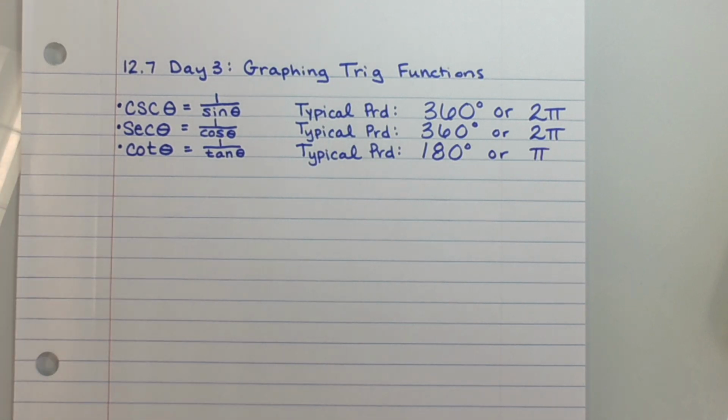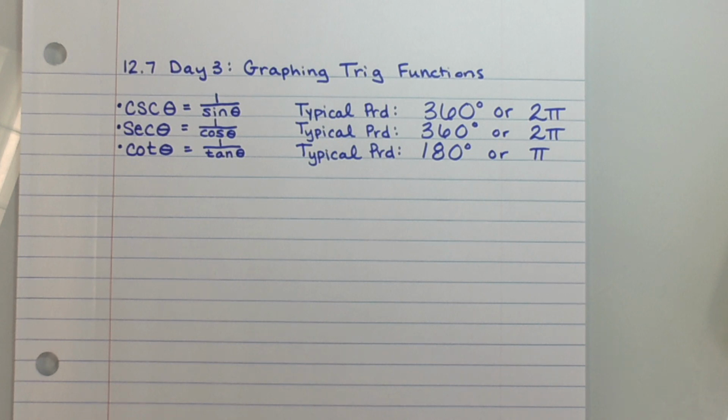And so far, we've really only graphed in degrees because we haven't needed to switch over to radians yet. So that means the typical period for sine, cosine, cosecant, and secant is 360 degrees, or 2 pi radians. For cotangent and tangent, it is 180 degrees or pi radians. They will go together. How you change the period for sine is how you change the period for cosecant.